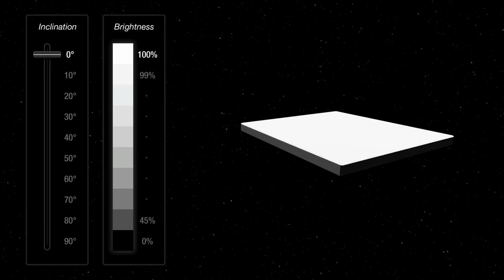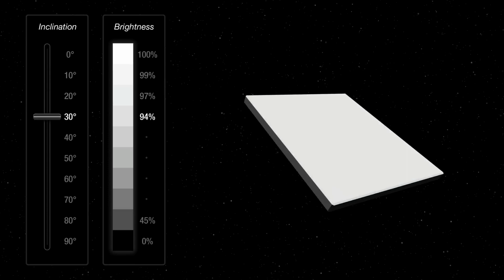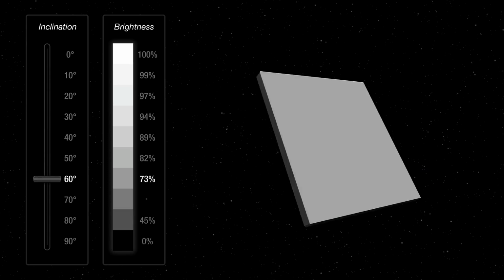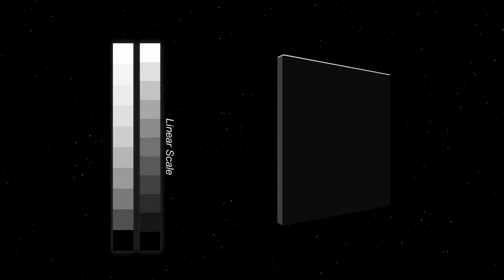We start at 0 degrees of inclination with 100% of brightness. Then we rotate the plane in 10 degree steps, and the brightness drops from 100 to 99, 97, 94, 89, 82, 73, 62, 45, and 0. So you can see there's an increase in speed of darkening. What most people expect intuitively is a linear scale that goes from 100 to 90, 80, 70, 60, and so on. But that's not what's happening with light on form. If you understand this, your shading is going to improve from this day forward. Let's take a closer look.